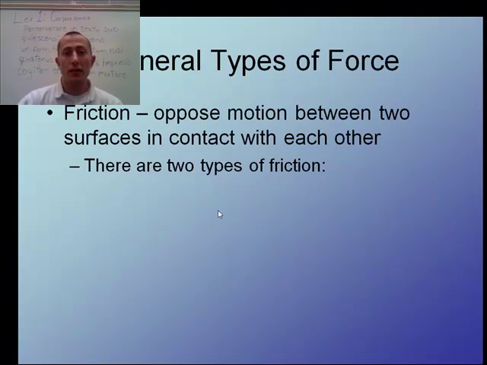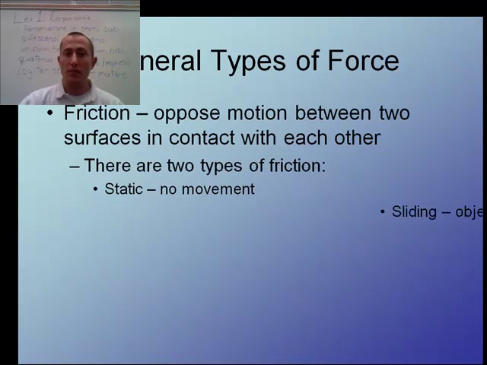And we have two types of friction. We have what's called static friction, which occurs when there's no movement. So as you're sitting in your chair on the floor, your chair isn't sliding around, but there's still friction between the bottoms of the feet of your chair and the floor. It's what actually keeps you from sliding around.